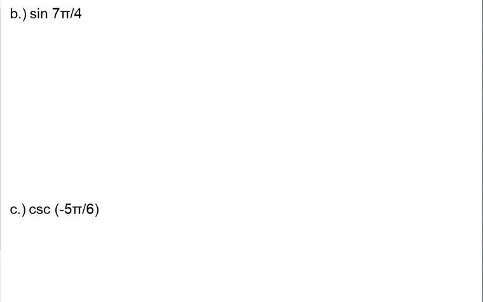B, we have sine of 7 pi over 4. Things we want to think about: pi over 4s. 180 divided by 4 is 45, so we're always going to use our 45 for that. So our 45 triangle, 1, 1, root of 2.